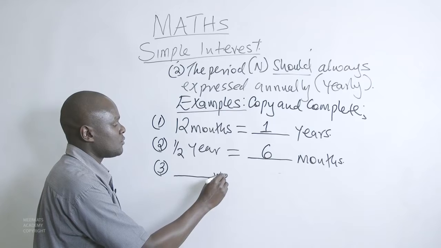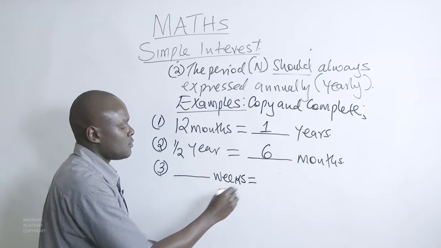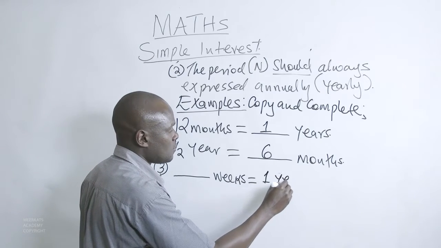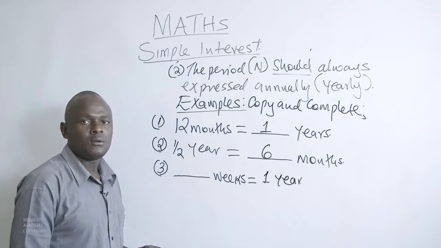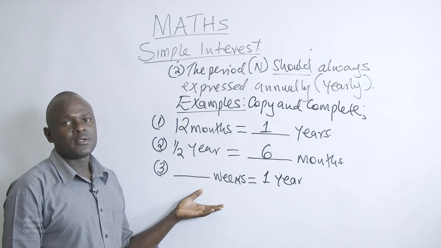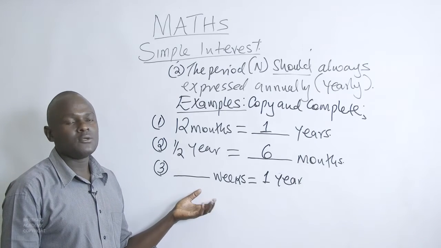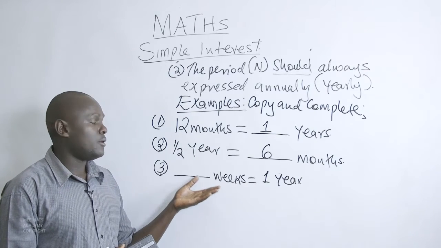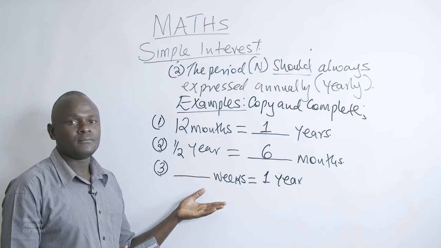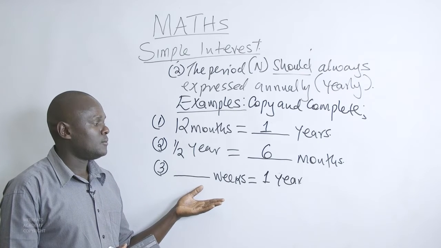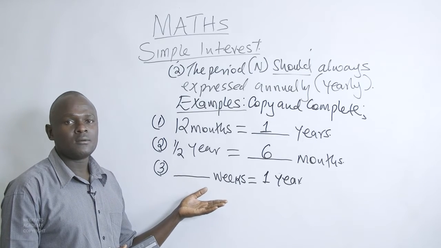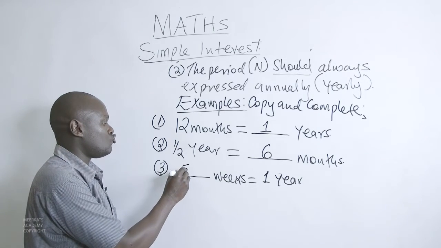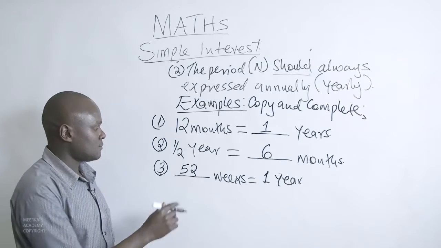dash weeks are equal to 1 year. We remember even in our previous lessons, we have been looking at some calculations that involved the number of weeks in a year. How many weeks make up a single year? These are 52 weeks.